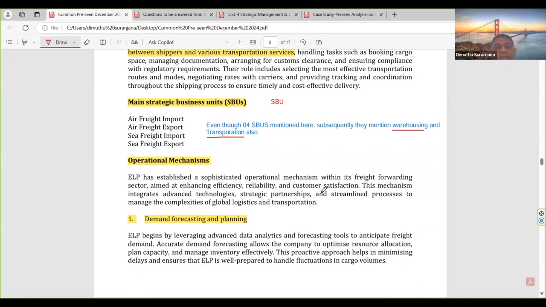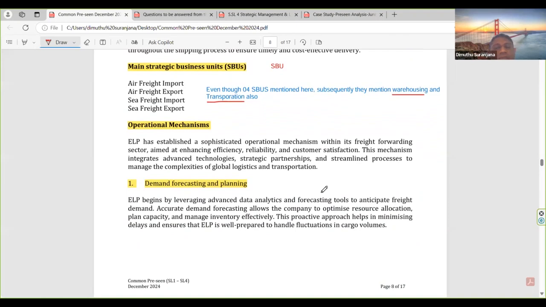Right. Then operation mechanism. ELP has established a sophisticated operation mechanism within its freight forwarding sector aimed at enhancing efficiency, reliability, and customer satisfaction. This mechanism integrates advanced technologies, strategic partnerships, and streamlined processes to manage the complexities of global logistics and transportation. Right. So they talk about the operation mechanism.